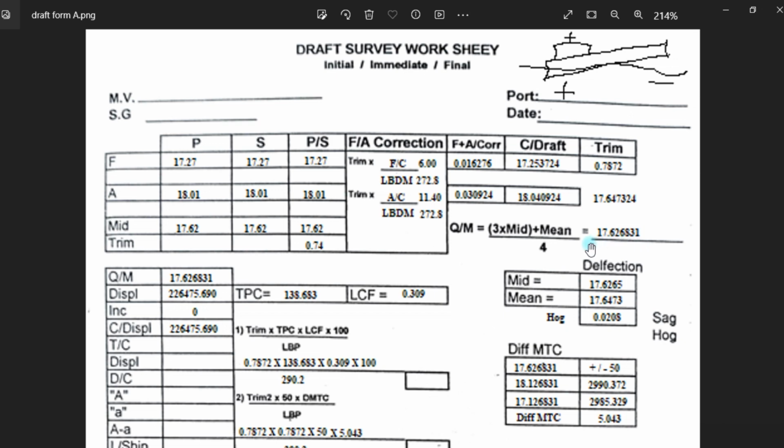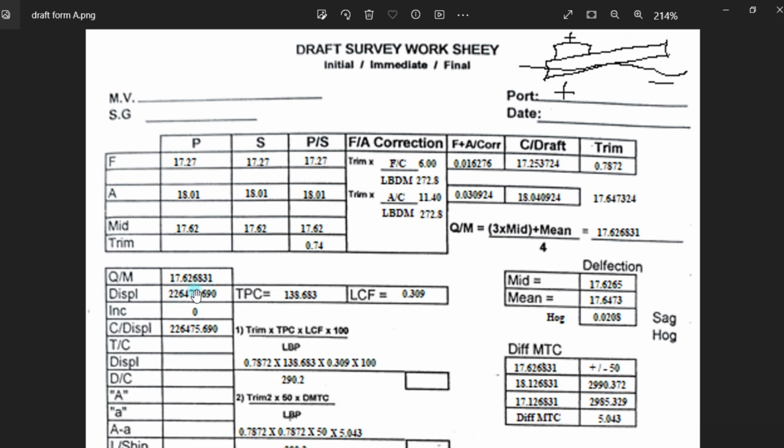How do we get this quarter mean? By this formula, and the quarter mean was 17.626831, which is this one. With this drop of the quarter mean, 17.626831, we will get a displacement of this quarter mean drop: displacement, TPC, and the LCF. So how do we get this displacement by interpolation?